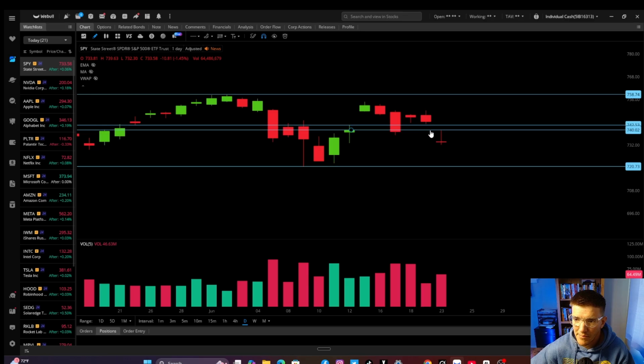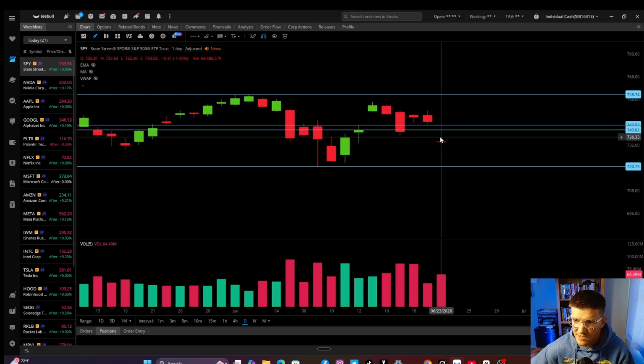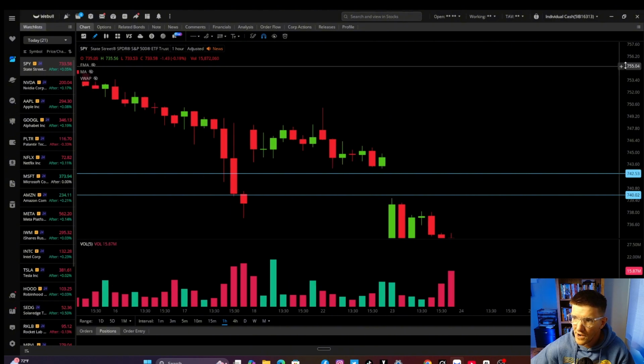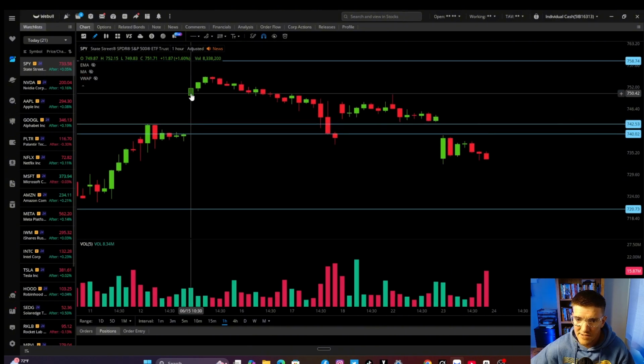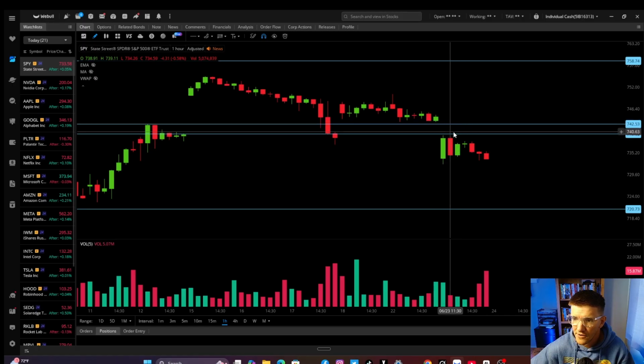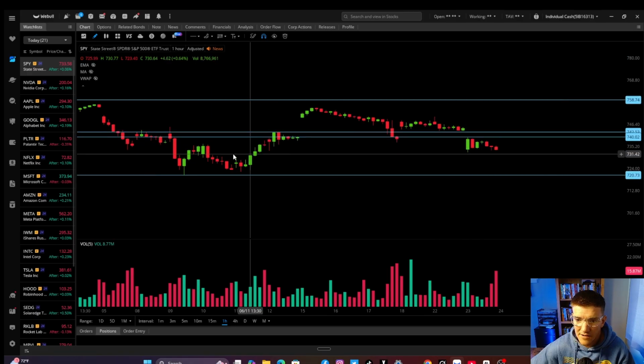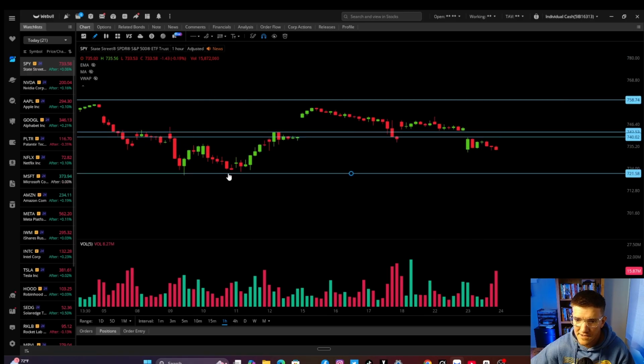Now we have another gap here that we've got to be mindful of, but this area right here is more of a smaller time frame support and resistance area now. So then we start going smaller. We go to the 1 hour chart. Here we see the same thing. You see this gap back here, this new gap here, pushed up this morning, couldn't close above it, and we just drifted back down.